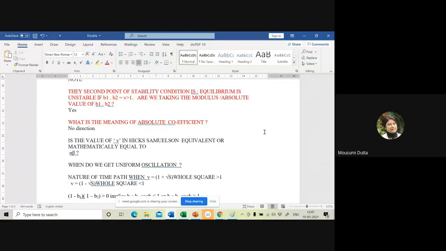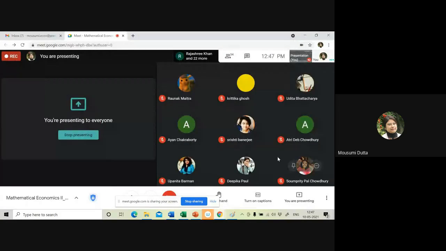What is the meaning of absolute coefficient? Absolute means we are not interested in the direction. Actually, when we talk about stability, etc., or under certain cases, in case of oscillations too, when we talked about capital R, I added the term absolute coefficient. Absolute means at this moment we are not looking at the sign, we are not looking at the direction of the variable. We are concentrating only on the absolute value.